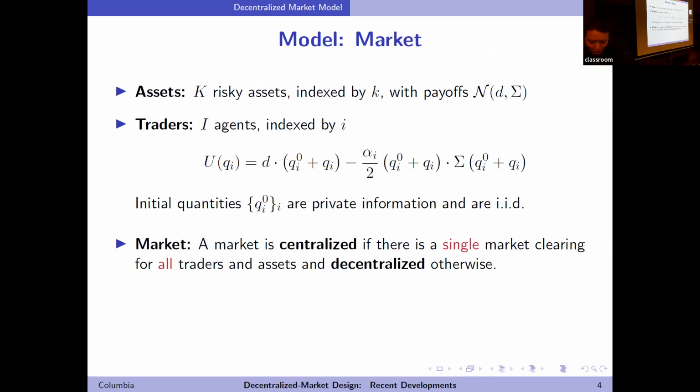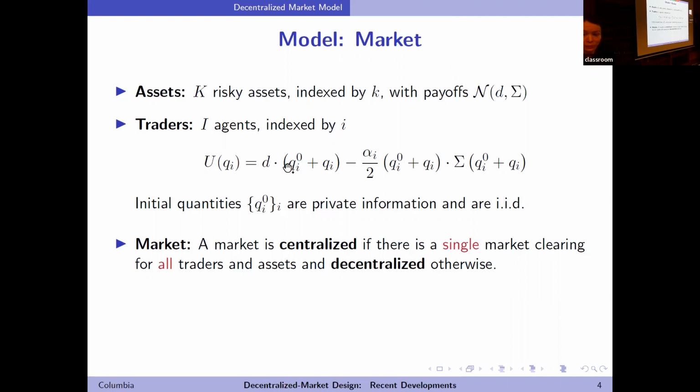So we want to work with a model that can directly nest the standard centralized market model, okay? So that we can identify the effects of market fragmentation, and we can directly compare the centralized and decentralized market equilibrium. All right, and we will do so in a quadratic Gaussian setting, right? So this will be familiar. A finite number of traders trade K risky assets.